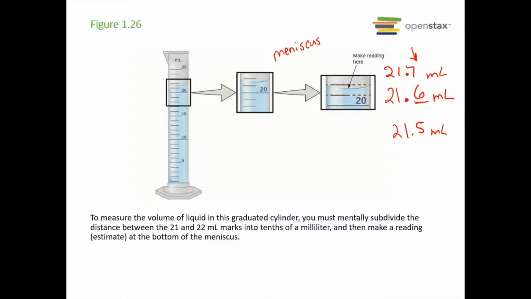Now, this type of concept is true for all measurements. A good way to decide where your guess digit should be is you look at how things are divided and then you go 1 space over. That's your guess. So this goes 20, 21, 22. Since this graduated cylinder is divided to the ones place, that means our first decimal place, after the decimal, 1 digit, is our guess number. So a tenth of a milliliter here.